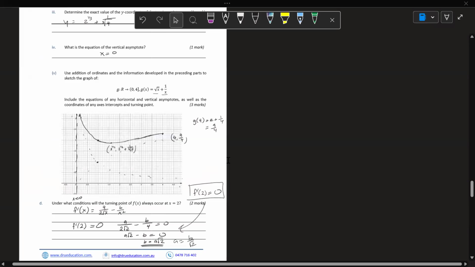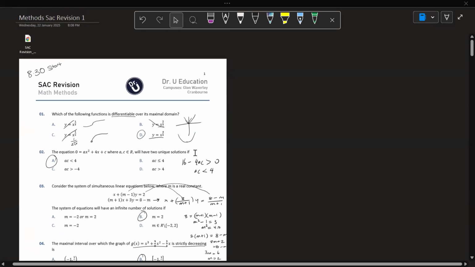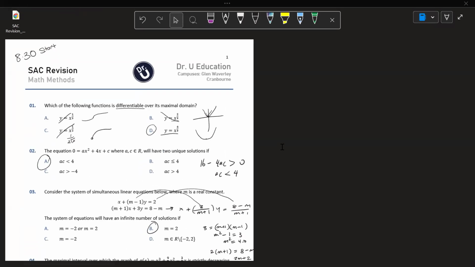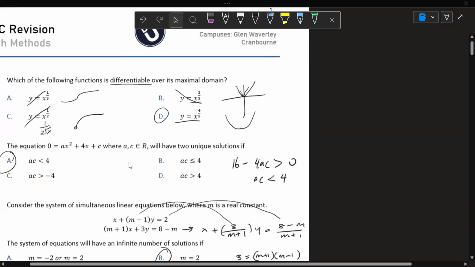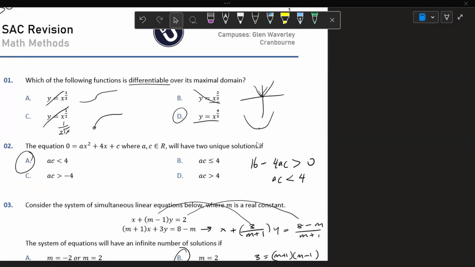No? Okay. Then I'll do question two because someone asked me this one. So question two was: the equation will have two unique solutions. So this is just a quadratic, so we can just use the discriminant here to see when it will have two unique solutions.